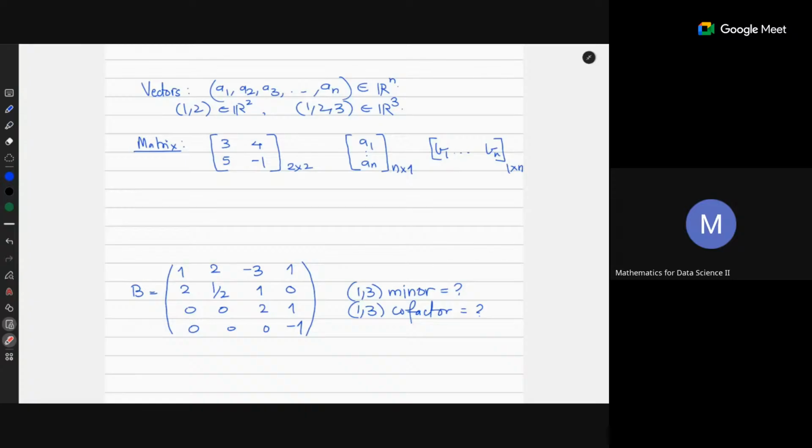Okay, so let's come back to whatever we aim to cover today. We saw vectors, and then we also saw matrices.